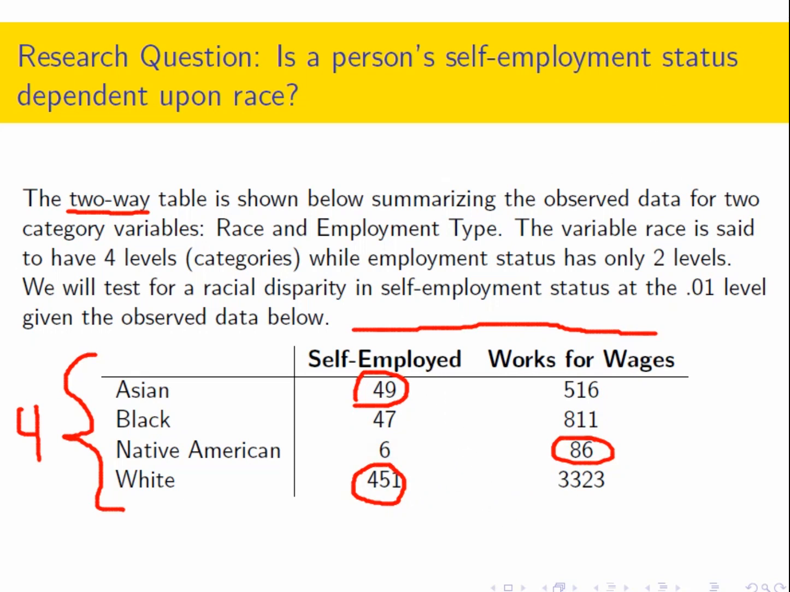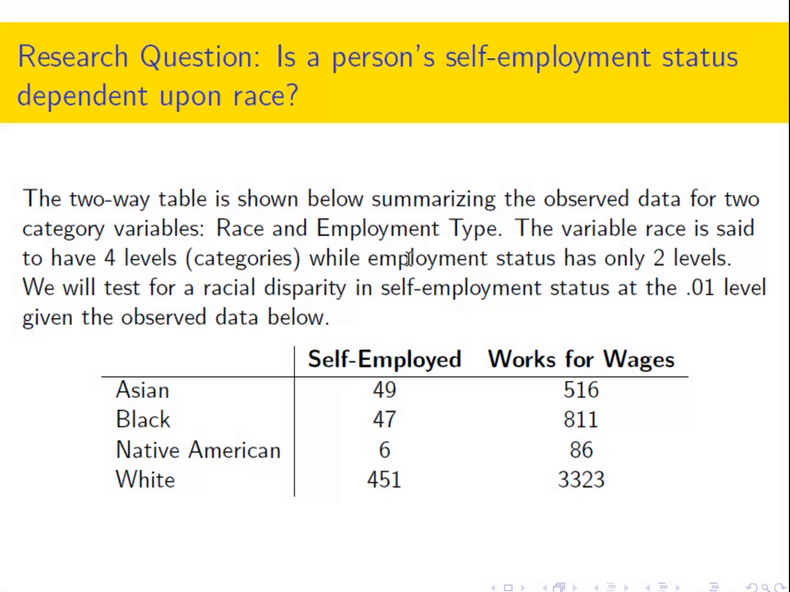So we have proportion data, and we're going to use chi-squared test of independence. And what's the null hypothesis here? So let's think about this. The question is whether or not there's the same percentage of each of these ethnicities and races that is self-employed, and does the same percent work for wages.